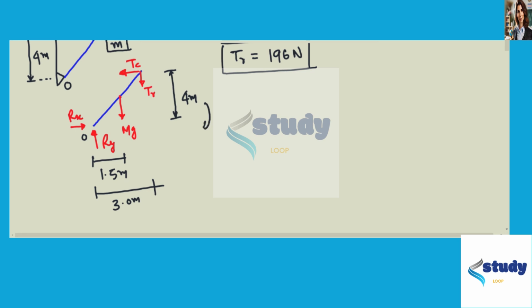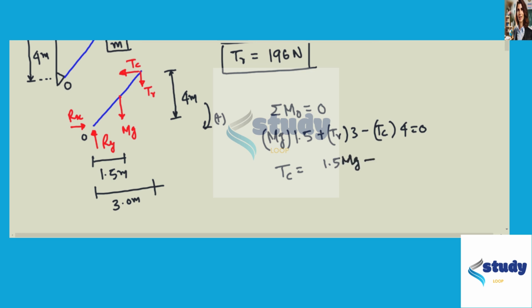And if we consider the clockwise direction as the positive direction for the moment, so for equilibrium, the summation of all moments about point O equals 0. Or we can write mg times its distance, that is 1.5 meters, plus the tension in the rope times 3 meters minus the tension in the cable times 4 meters equals 0. Or the tension in the cable equals (1.5 mg plus 3 times the tension in the rope) over 4.